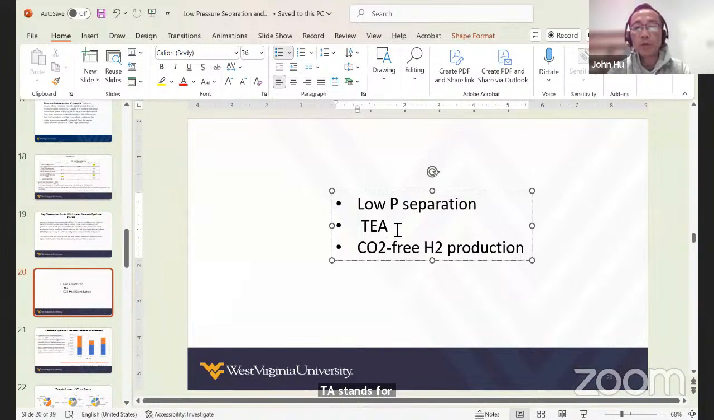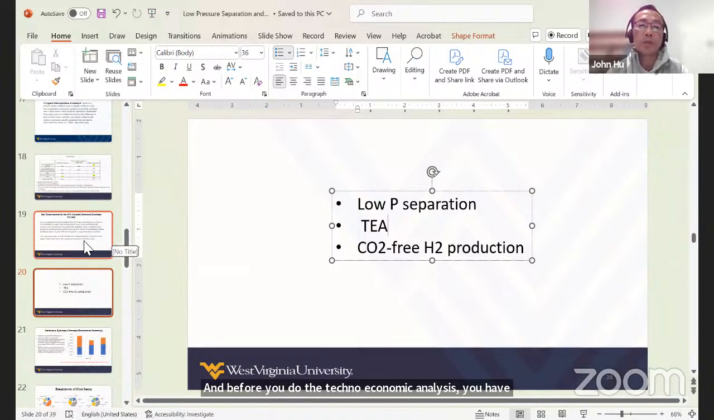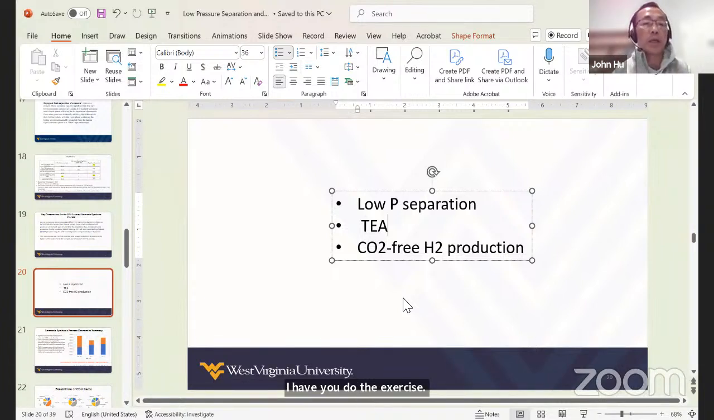Before you do the techno-economic analysis, you have to do the process simulation. Process simulation means you run the Aspen simulation. You decide the size of the vessel, size of reactor. We also practiced how to calculate the size of reactor in chemical looping or in conventional. Remember, I had you do the exercise: what data in the laboratory you need in order to do the calculation.